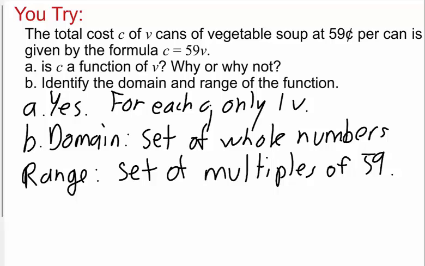Why? Because that's the only thing we can reasonably get out of it. We can't have 100 cents, $1, because that would be a fraction of a can. 1 and some more would be less than 2, because that's $1.18, but more than 1. So we can't have a fraction of a can. You just can't do it. So it's the set of multiples of 59 for our range.